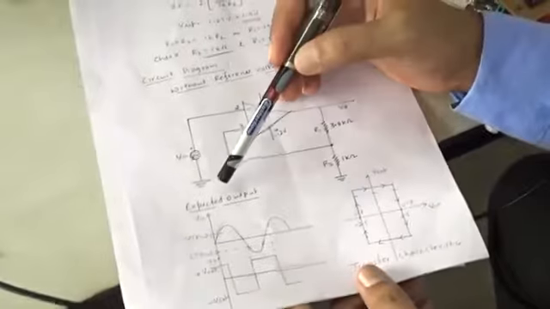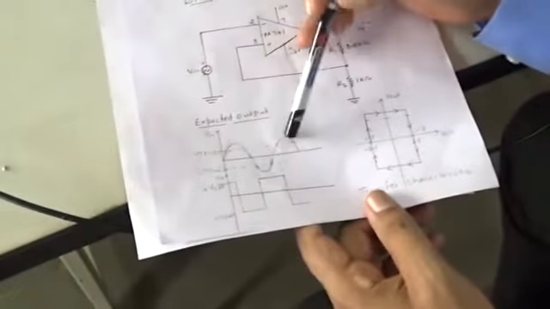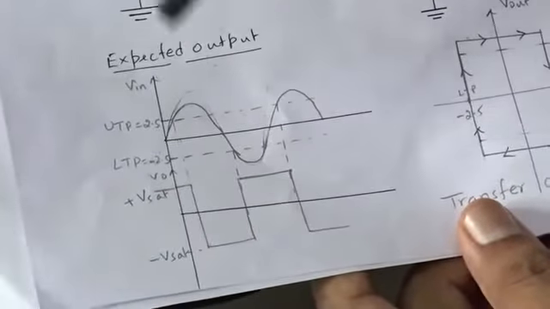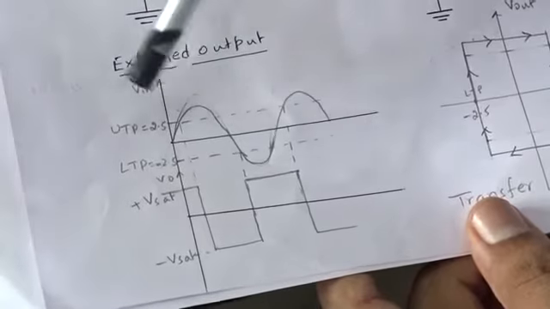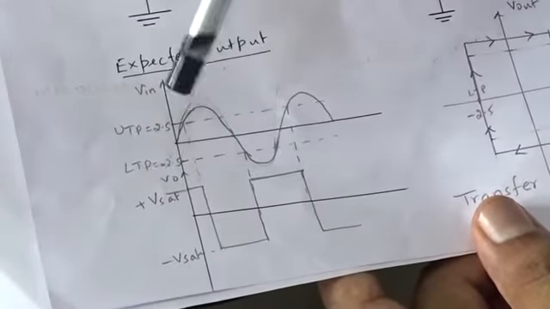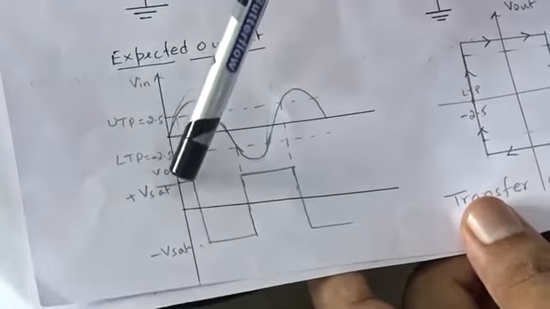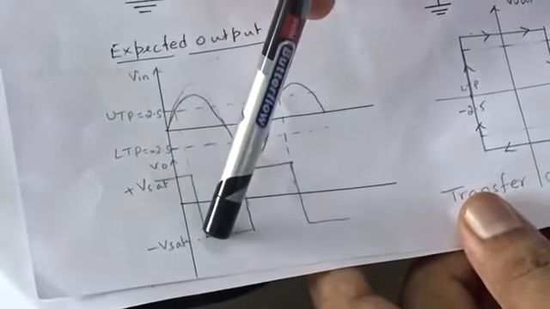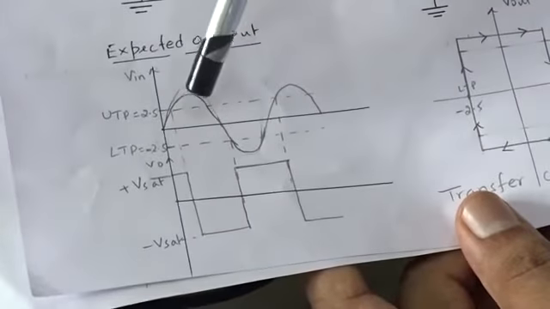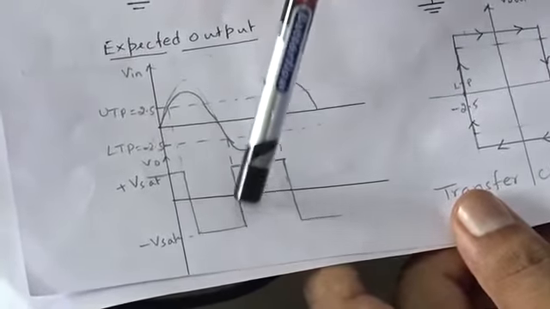Now here the expected output, as I mentioned, it is mainly used to convert a sinusoidal waveform to a rectangular or a square waveform. So here you can observe I considered a sine wave as an input signal. I mentioned the UTP and LTP points. UTP is 2.5 volt and LTP is minus 2.5 volt. And when the voltage is greater than 2.5 volt, there will be a change from plus Vsat to minus Vsat. Again, when the voltage is less than minus 2.5, there will be a change from minus Vsat to plus Vsat.